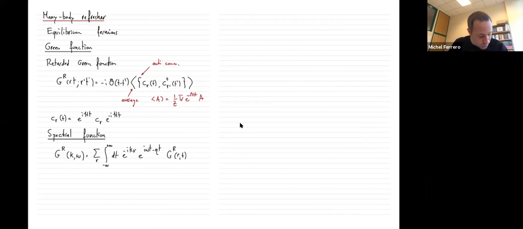And something that you can show, and this is where the spectral function comes in, and this is an important result, is that you can always write this G^R of K, omega as a funny integral like this. So let me write it and then we can discuss it.